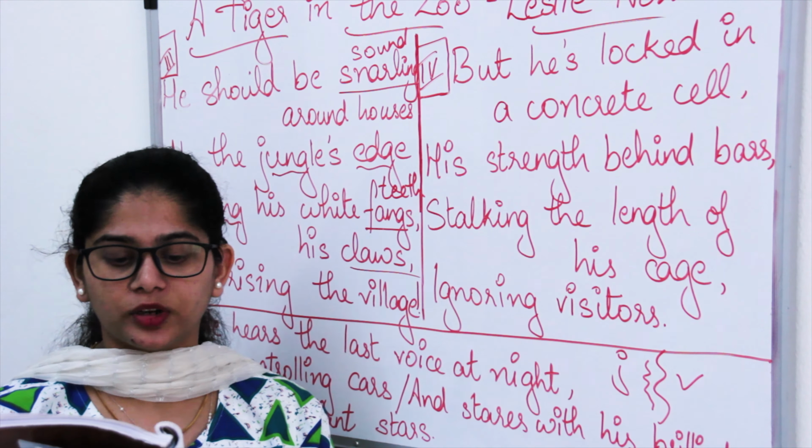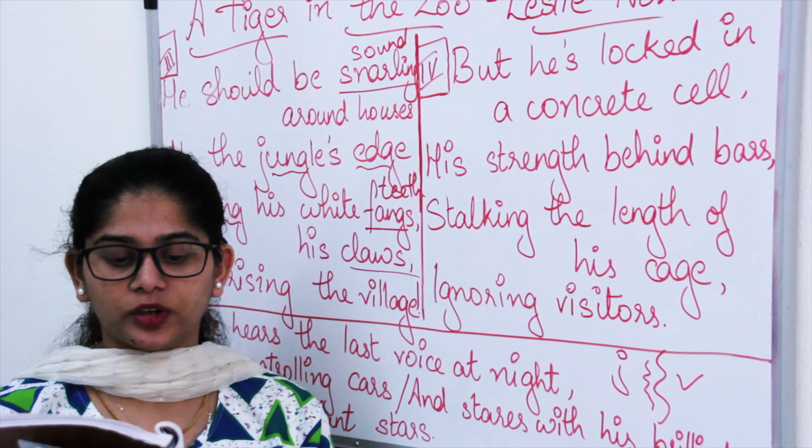Moving on to the last stanza, which is a very, very important stanza. He hears the last voice at night. Obviously, maybe in the zoo area, the last voice he is able to hear. Why is he hearing the last voice? Maybe because he's not able to sleep properly, thinking about something else, and he's got sleepless nights.